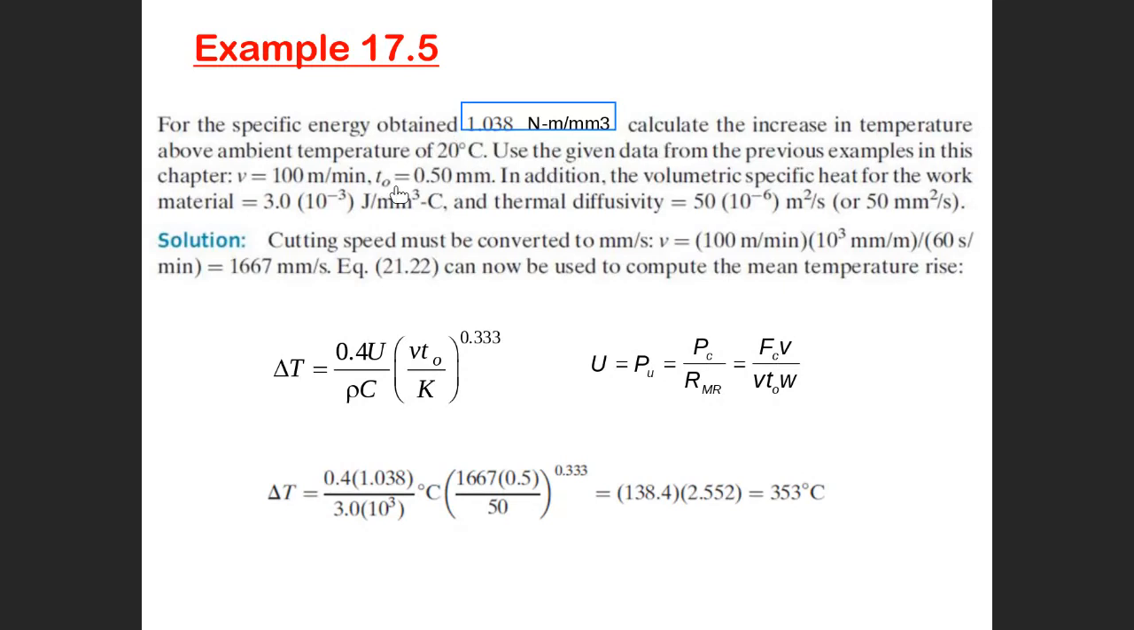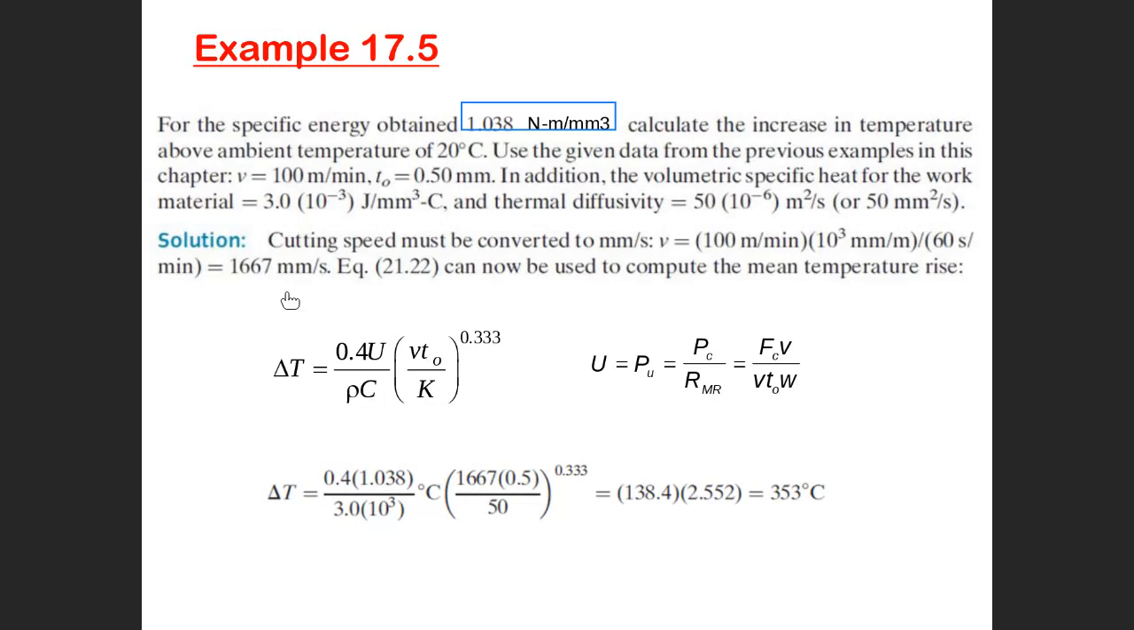Use given data from the previous example. V equal to 100 is given, t0 is given. In addition, the specific heat of the material C is given, the volumetric specific heat rho C is given, and the thermal diffusivity K is given. Then you must convert the speed. We change the unit to millimeter per second because all units are in millimeter. Speed here is multiplied by 1000 divided by 60 to make it millimeter per second.